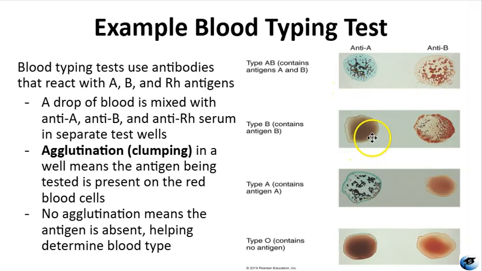This is showing no agglutination for A and then positive agglutination for B. So this is a B blood type. You have a type A here where we have clumping in the A well, but nothing in the B well. And then type O is showing no clumping for either one.